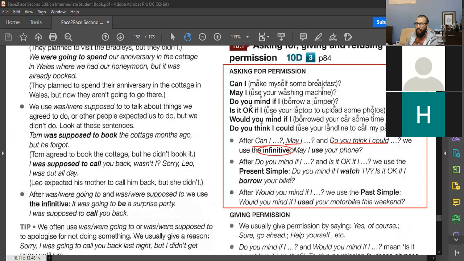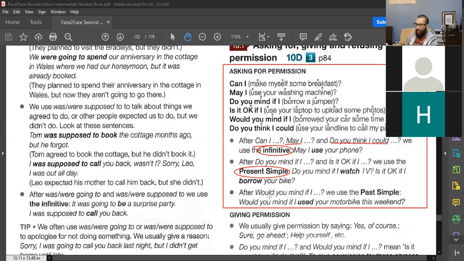Because if you change I in this case with he or she, you will notice that it's necessary to use the S. Do you mind if he watches TV? Do you mind if she brings a pet? Is it okay if she borrows your mobile? Is it okay if he uses your car? Did you notice? When you change the I to he or she, you find you must use the S of the present simple. So this is when we use present simple.